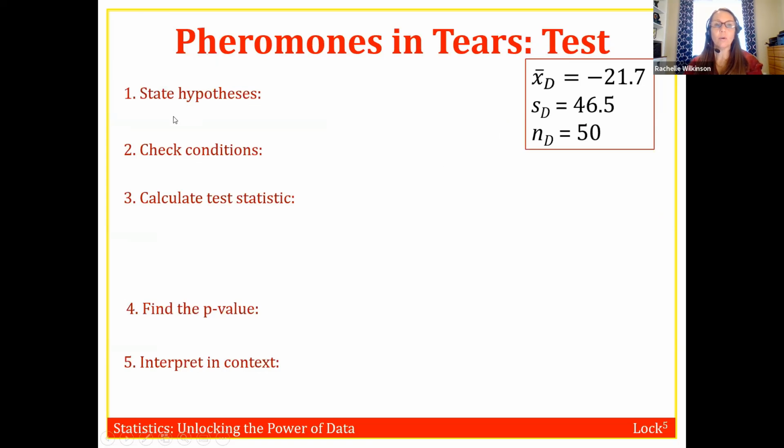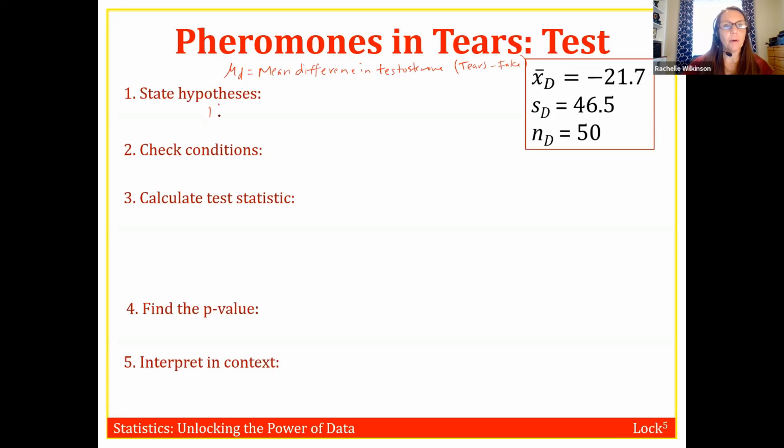So starting with our hypotheses and, of course, finding our parameter. Our parameter for a paired data test is always mu D, okay? And mu D is a mean difference, and it's a mean difference in whatever it is that we're measuring. And in this case, we're measuring testosterone levels. So mean difference in testosterone. Okay, and the way that they subtracted is they took tears minus fake tears. So I'm going to put tears minus fake.